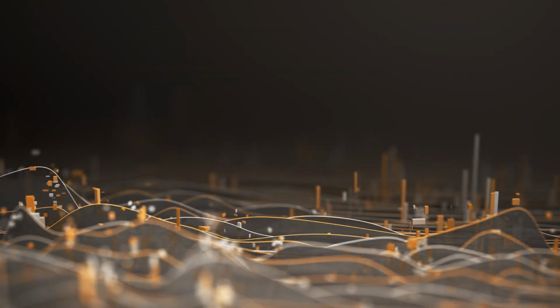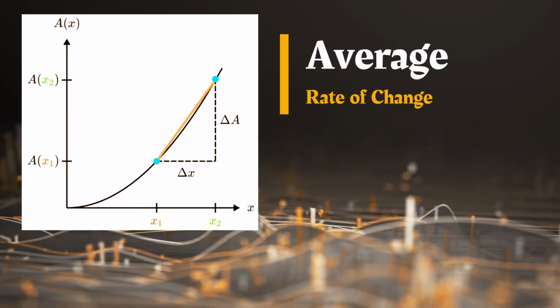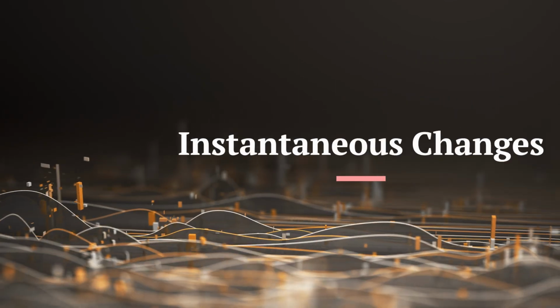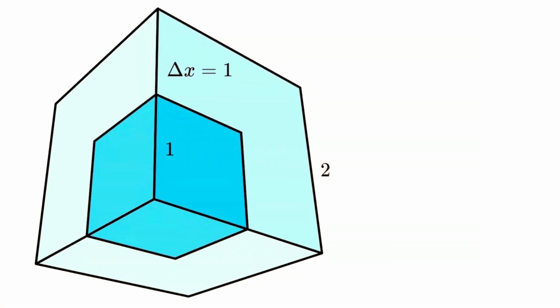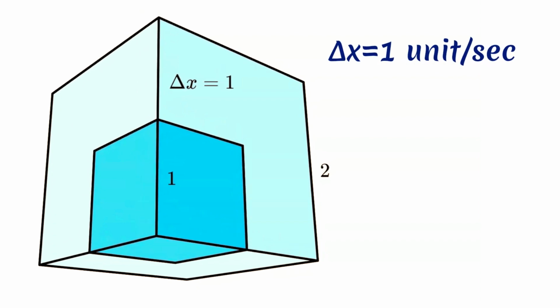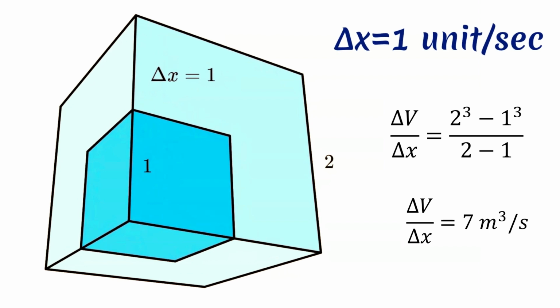In the previous video, we saw how something changes over time, and we called that the average rate of change. Now we will develop a technique for estimating instantaneous changes. For a quick recap, consider a cube of unit side length. If we increase each side by 1 unit per second, then the average rate of change of volume would be 7 cubic meters per second.